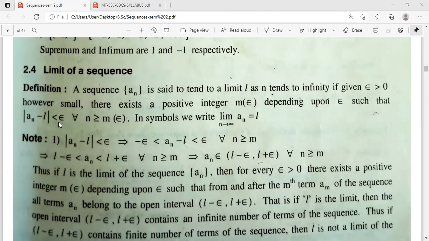Okay, so whenever a_n tends to L, for every small epsilon there is a positive integer m of epsilon such that you write modulus of a_n minus L less than epsilon for every n greater than or equal to m. As n tends to infinity, for n greater than or equal to m, you can write modulus of a_n minus L is less than epsilon. You remember this, and the same you use in the problems.